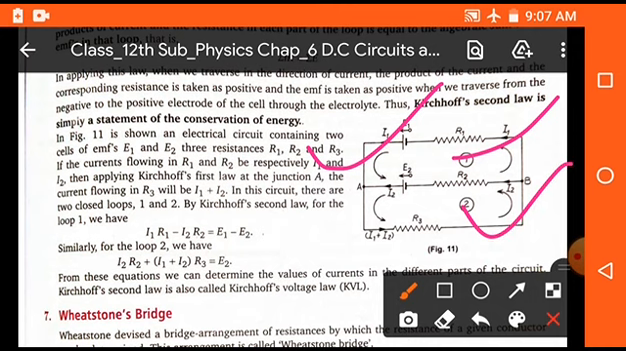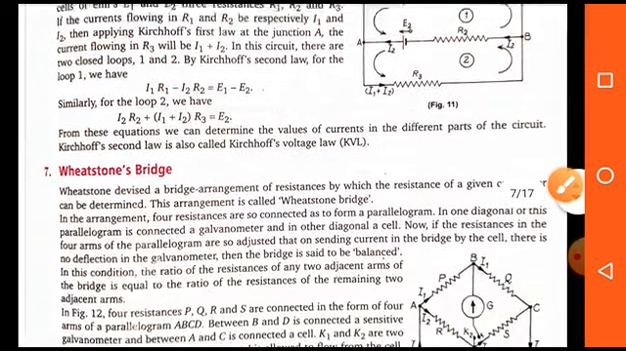If we apply Kirchhoff's second law in loop number 1, then we get I1R1 minus I2R2 is equal to E1 minus E2. In the same way, in loop number 2, we will find I2R2 plus (I1 plus I2) into R3 is equal to E2. On solving these two equations, we can easily find the values of currents which are flowing in all parts of a circuit. So this is Kirchhoff's first and second law.